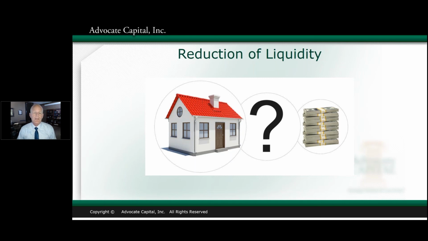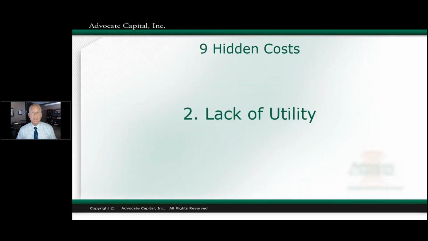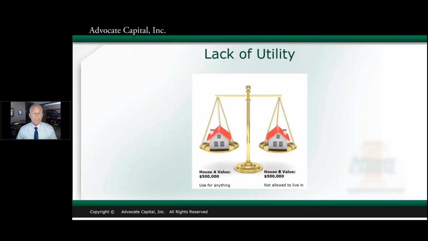Okay, next is a lack of utility. Your case expense dollars tied up in your law firm can't be used for anything, right? And so that's another factor that has undermined the value of that asset even further. An example would be if you had 2 houses and each house was worth $500,000. House A you could use for anything you want. You could live in it, you could rent it, do whatever you want with it. House B, you could own it, but you couldn't use it. You weren't allowed to live in it. Which house would you want? I mean, obviously, you'd want house A because you can do something with it.